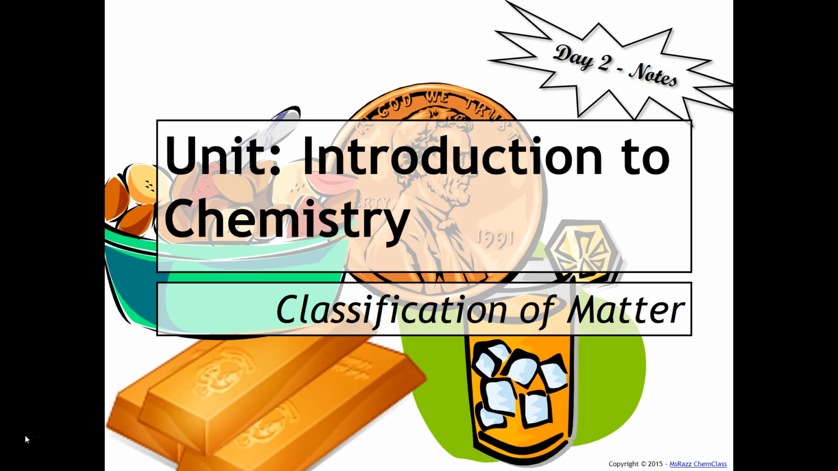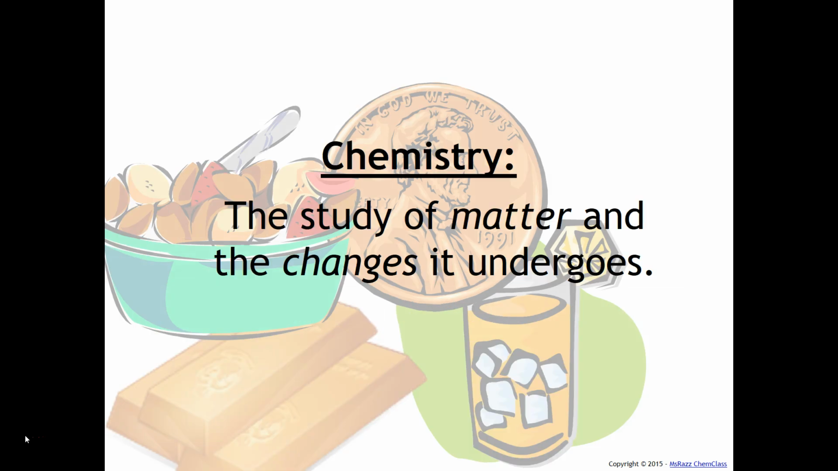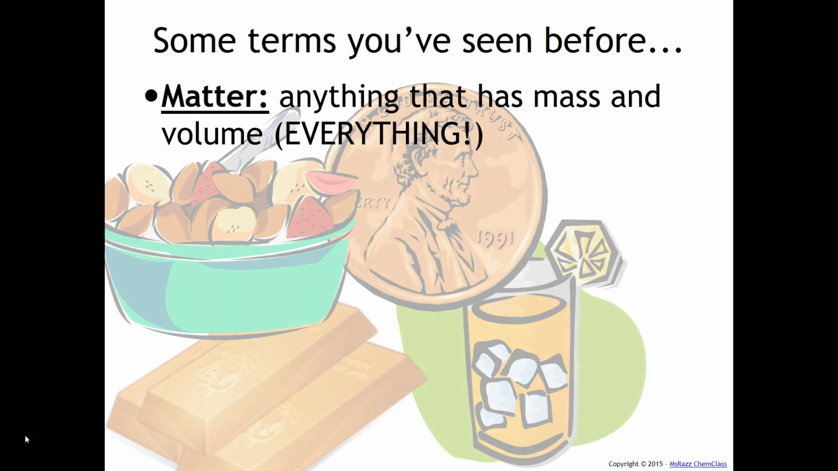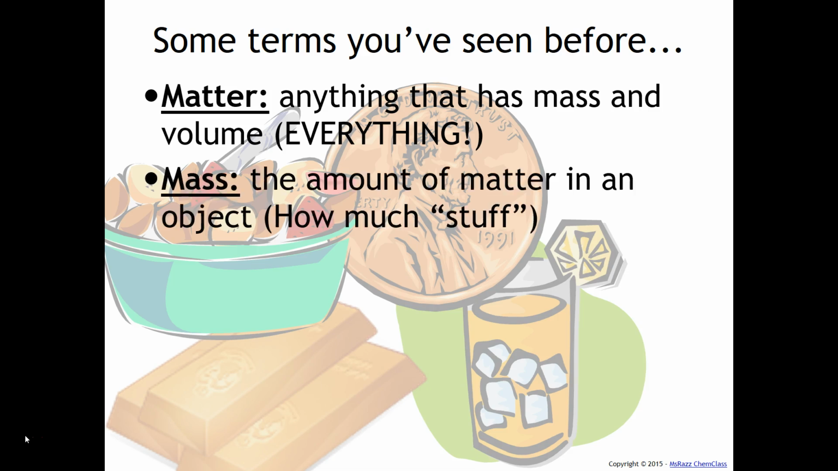This video will teach you all about how matter is classified. Chemistry is the study of matter and the changes it undergoes. Matter is considered anything that has mass and volume, which is really everything. Mass is considered the amount of matter in an object, how much stuff you have.